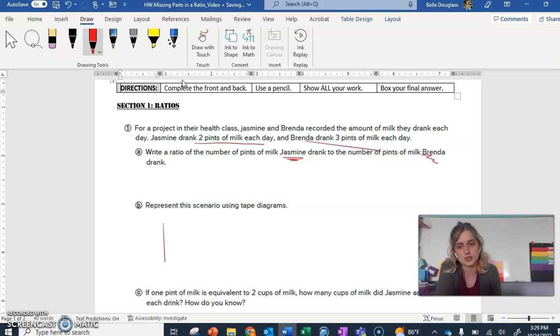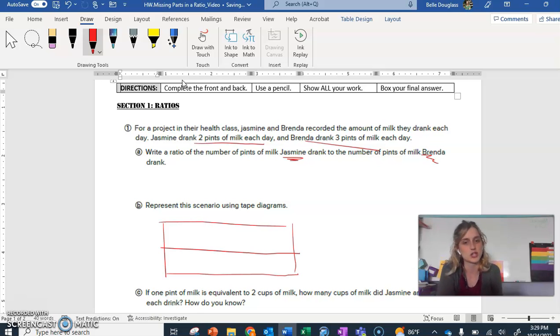So that means that you have to have your big old rectangle. You have to cut it into 2 parts. You have to label. Your labels are not 2 and 3. I can count. You will color those in. I'm looking for labels that tell me Jasmine and Brenda, or J for Jasmine and B for Brenda, or B first and J second. That doesn't matter.